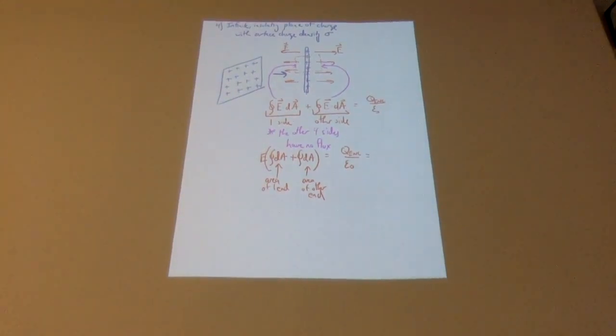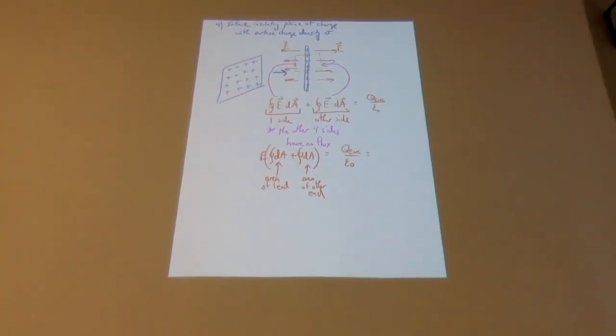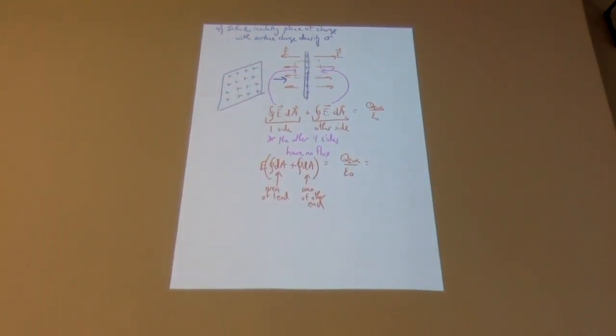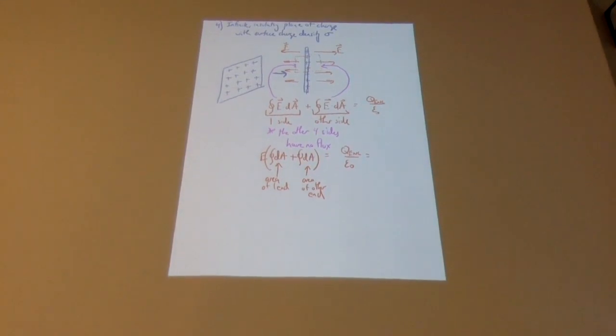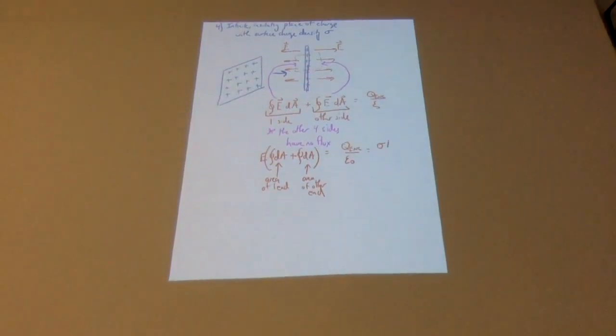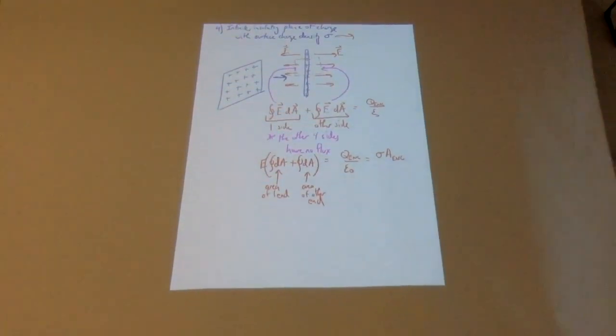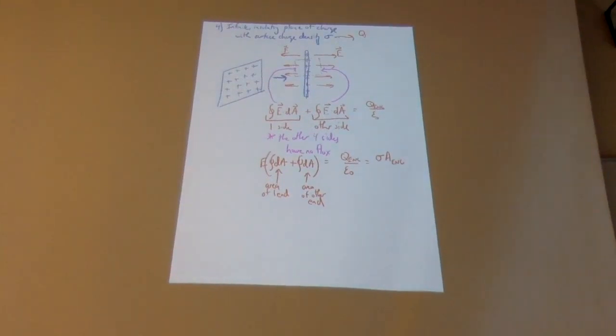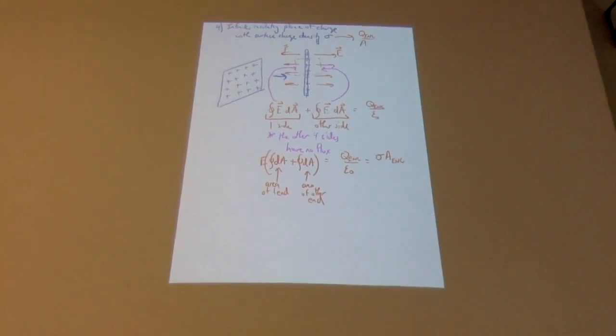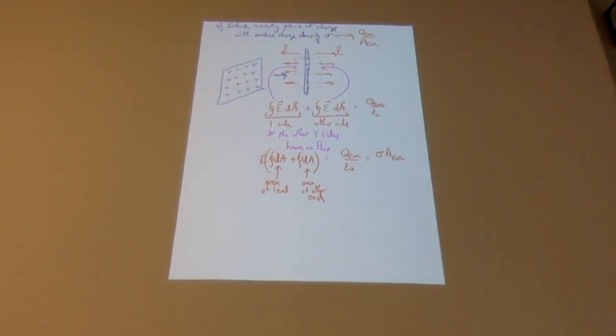So, let's see. If we have a surface charge density, we should start getting the idea of how to write it. In this particular case, it is going to be sigma times the area enclosed, because remember this thing is equal to Q enclosed over A enclosed, and I just rearranged it.